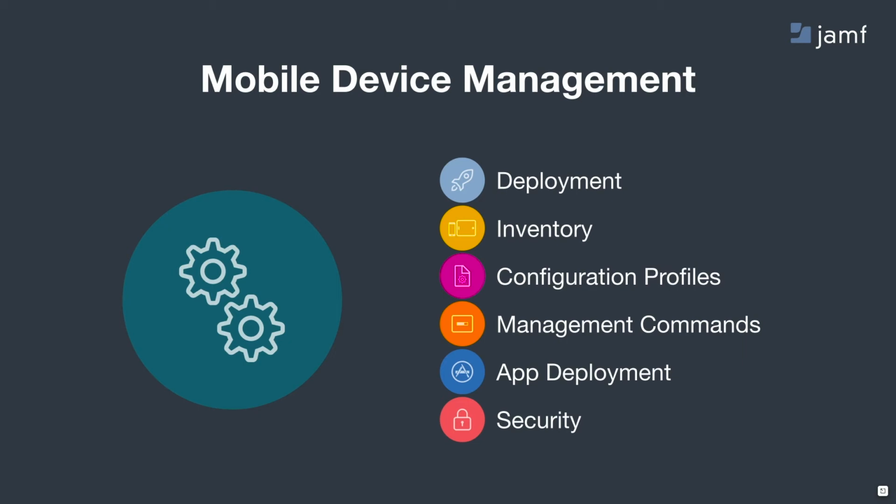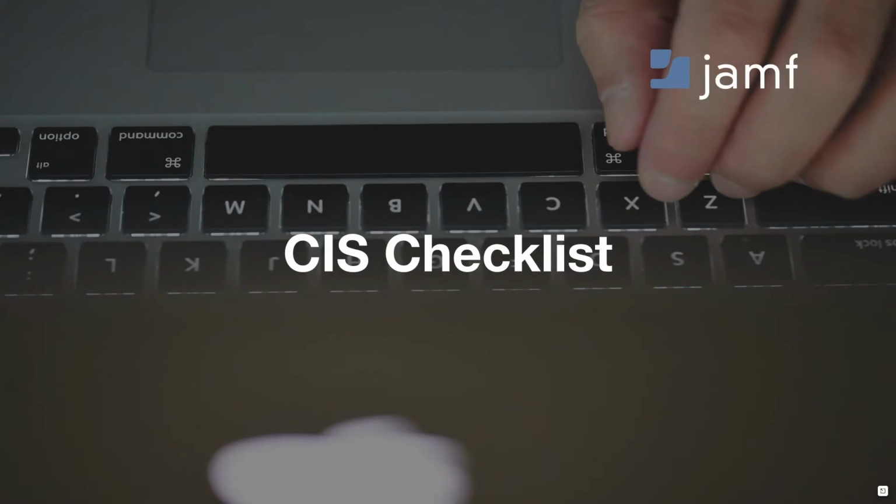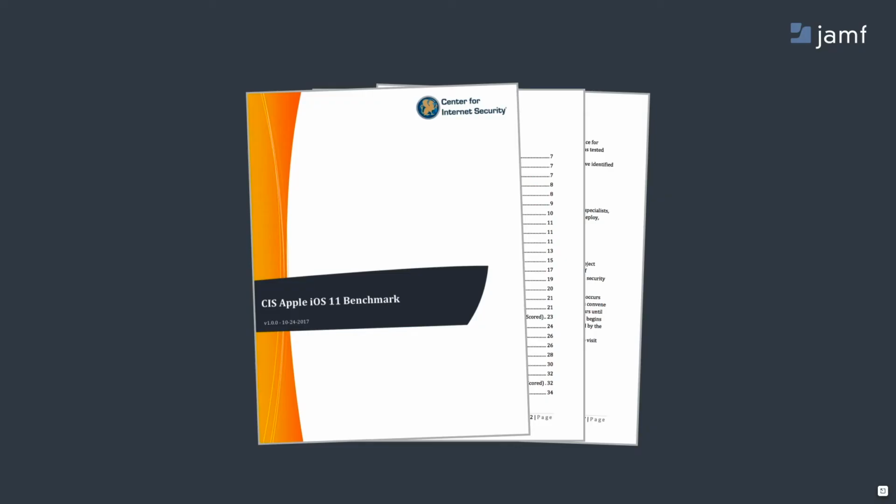And of course, to go deeper on security, we're going to take a look now at the CIS checklist. So who is the CIS and why are we talking about them here today? Well, the Center for Internet Security, or CIS, is a nonprofit organization, and they are focused on enhancing the cybersecurity readiness and response of public and private sector entities.